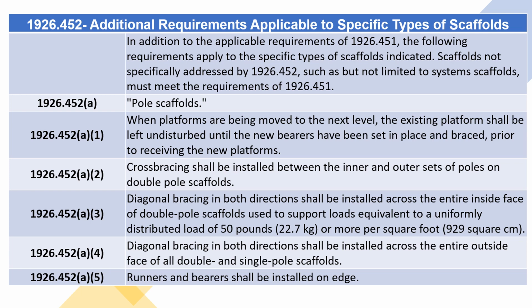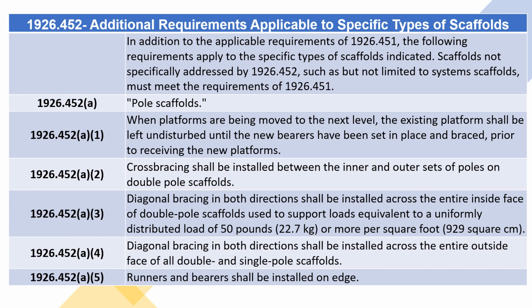1926.452(a)(3) Diagonal bracing in both directions shall be installed across the entire inside face of double pole scaffolds used to support loads equivalent to a uniformly distributed load of 50 pounds (22.7 kilograms) or more per square foot (929 square cm). 1926.452(a)(4) Diagonal bracing in both directions shall be installed across the entire outside face of all double and single pole scaffolds.